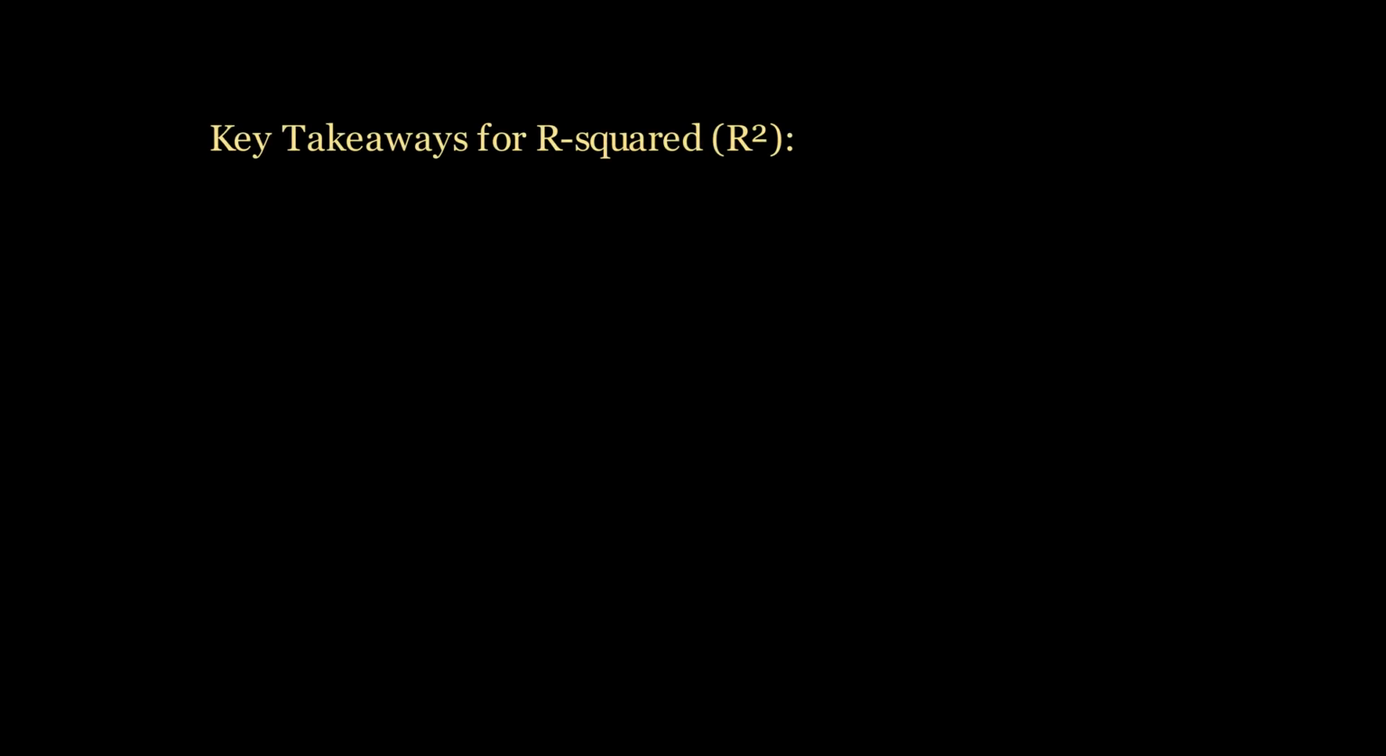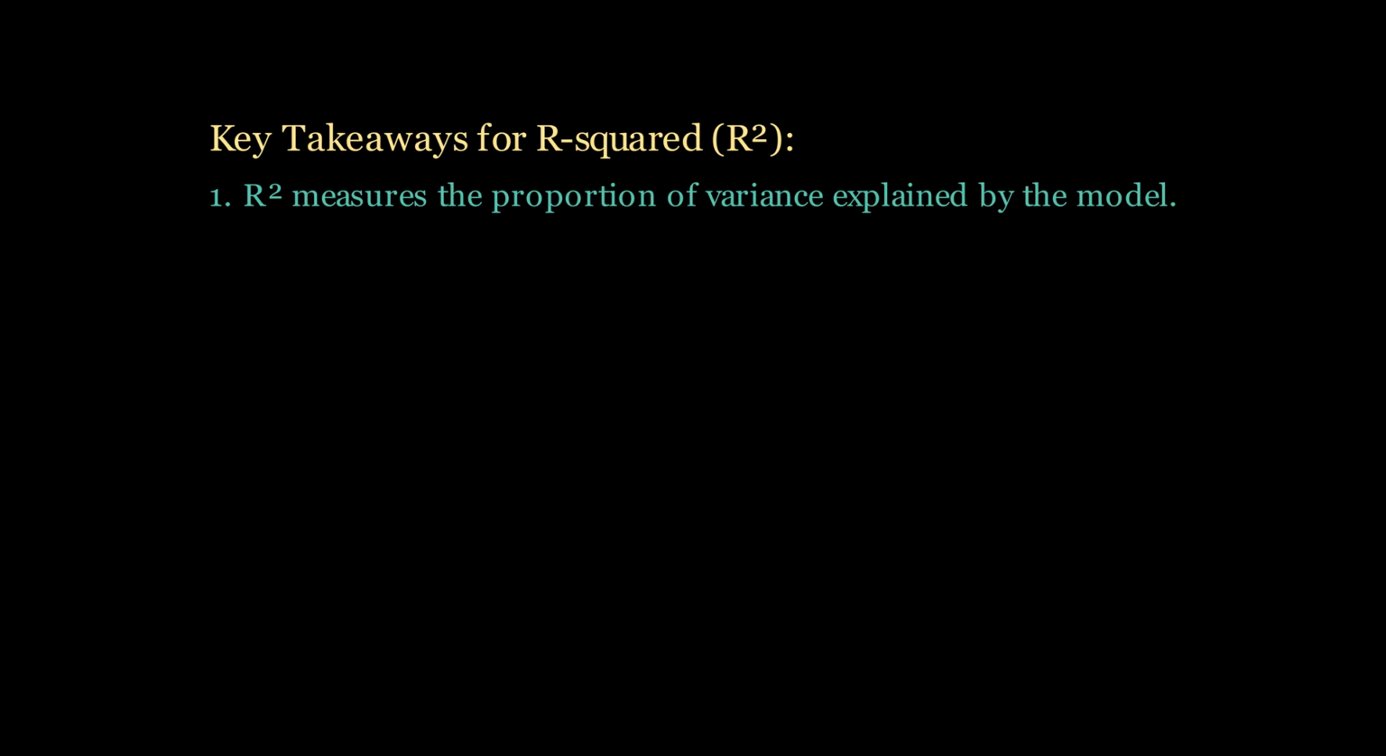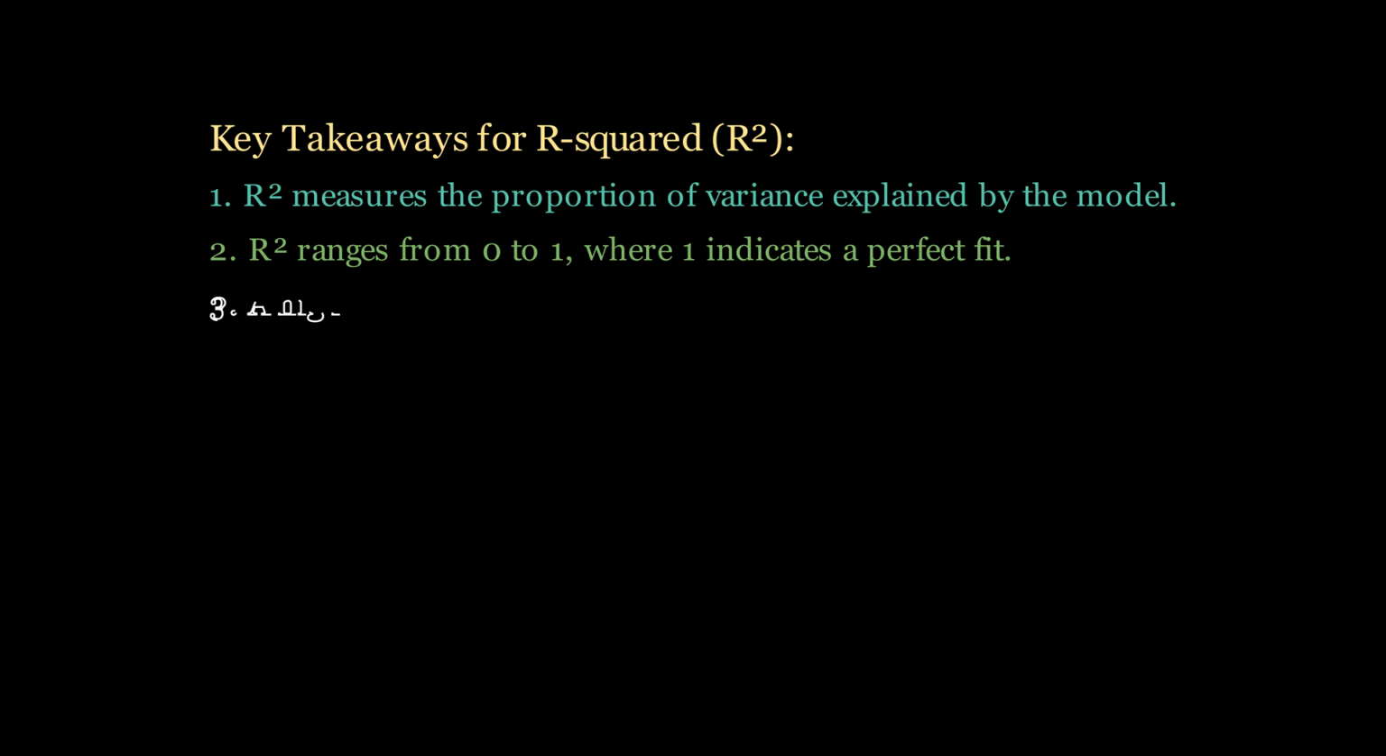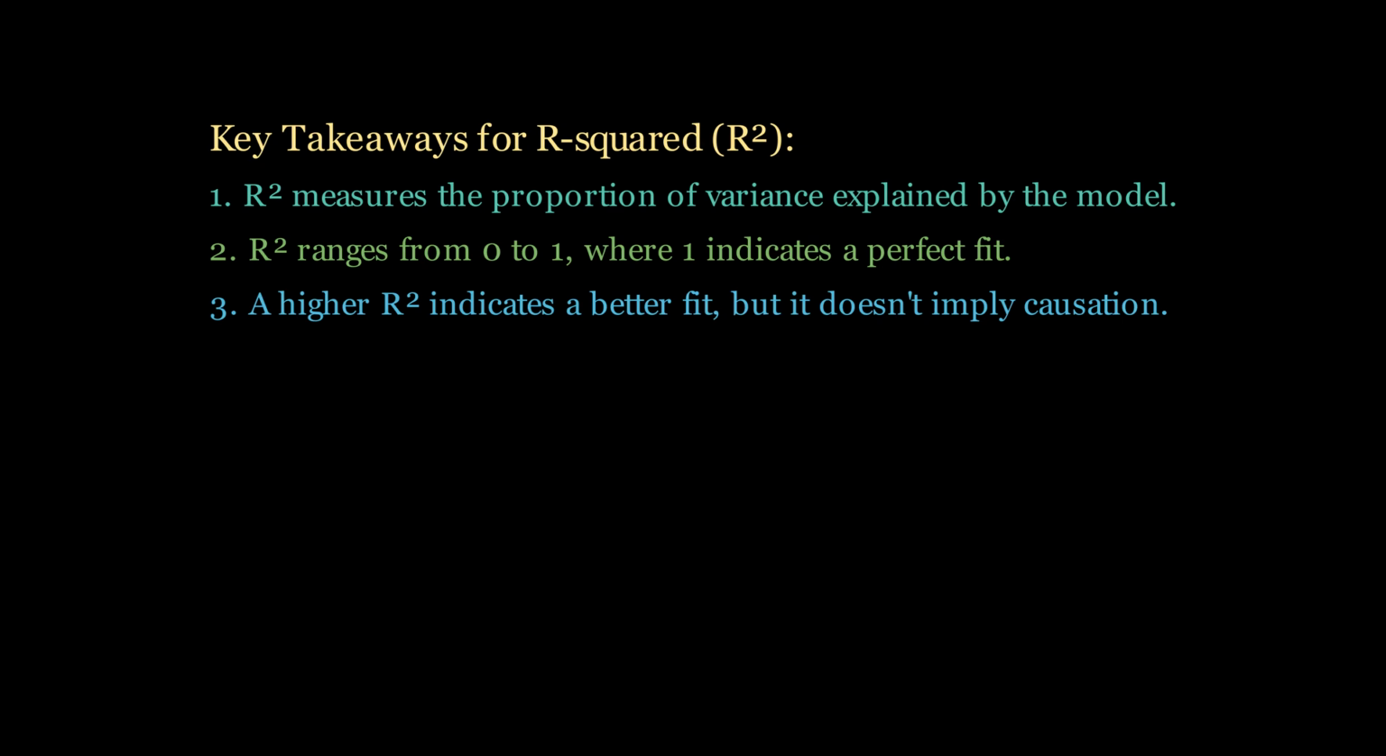Here are some key takeaways about R squared. First, R squared measures the proportion of variance explained by the model. Second, R squared ranges from 0 to 1, where 1 indicates a perfect fit. Third, a higher R squared indicates a better fit, but it doesn't imply causation.